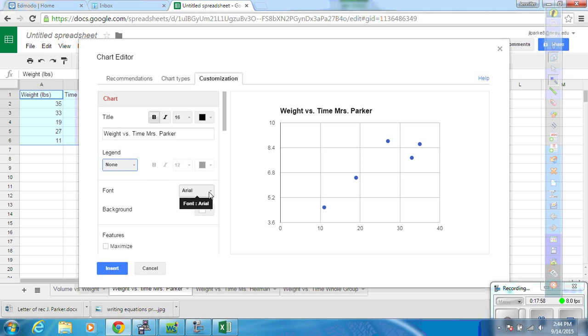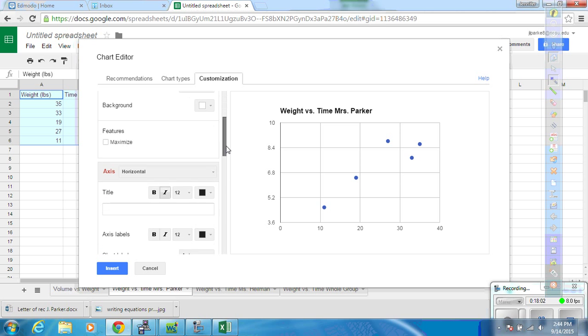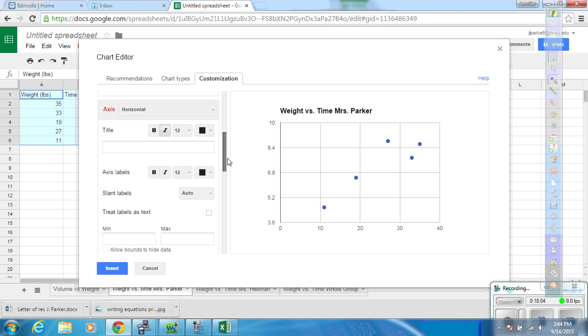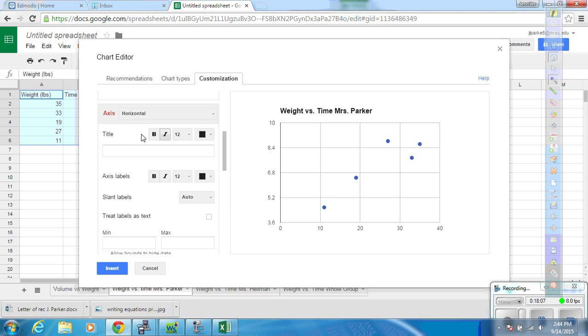You can change your font, you can change your background colors. There's lots of different features. Here's something that you should always have. You should always have a title on your axis. So my horizontal axis here, that was my weight in pounds, and I want to make sure that I label that.